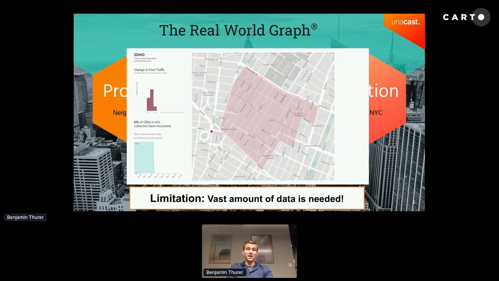But you can imagine that this comes with a huge limitation, and the limitation is the data. Because imagine you have a fairly small area you're interested in. If you only see a couple of devices in that area, it basically means that you don't have that much intel, right? So therefore, we work with a lot of data.